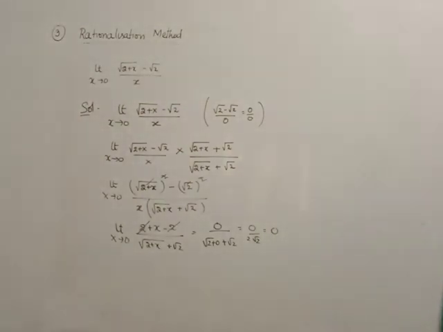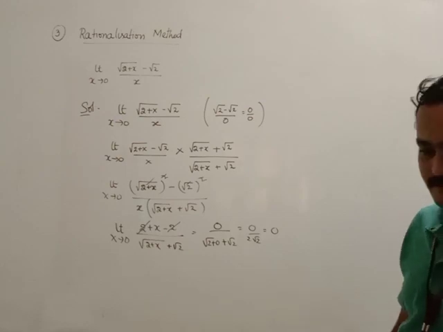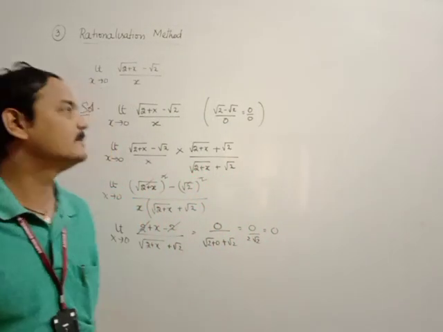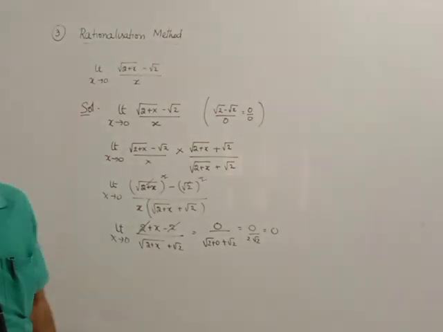You just observe the board carefully. This is the rationalization method, the third one. If you get it, we can solve another problem.